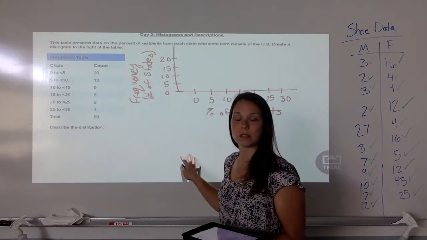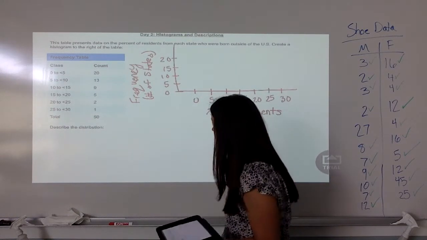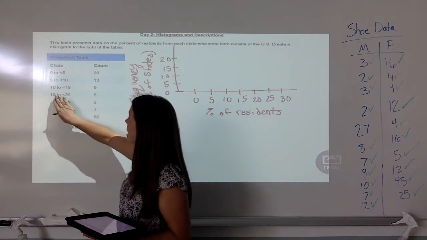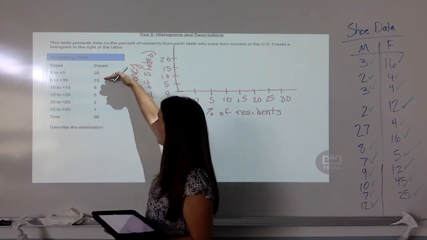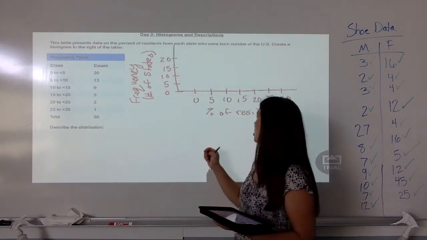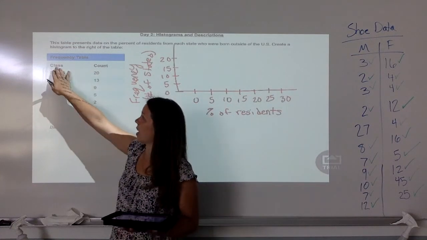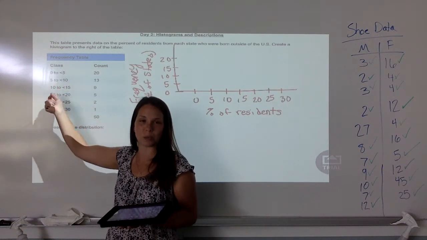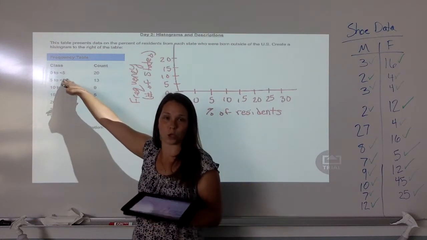So I'm going to go through this example and then I'll discuss a little bit more about histograms afterwards. So we're given this class. So 0 to 5, 5 to 10, 10 to 15, 15 to 20, 20 to 25, so on and so forth. And then it gives us the number of states. This class is giving us the percentage. It's the percentage of residents that are born outside of the U.S. Why they have it listed as class is because that's just their way of saying this is the group of percentages we're going to look at and how many states fall within that percentage grouping.